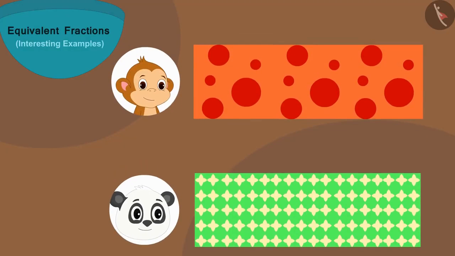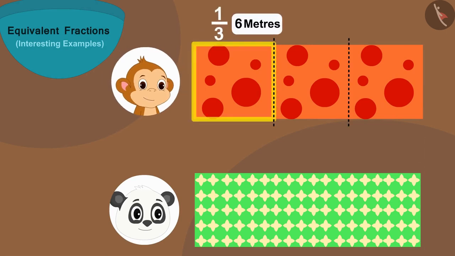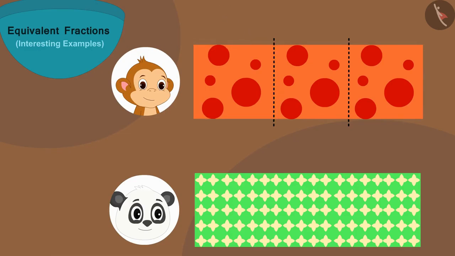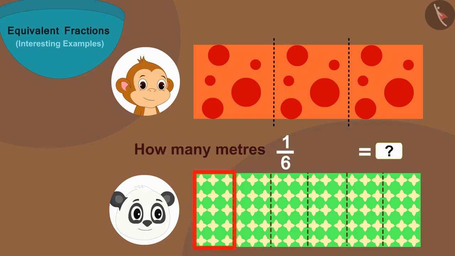Let's look at it in another way. We saw in the beginning of the video that 1/3 part of Babban's cloth is 6 meters long. The length of Golu's cloth is also 18 meters. And he has made 6 equal parts of his cloth. So, how many meters will the length of one part be? Or how many meters will be 1/6 of 18 meters? 3 meters.